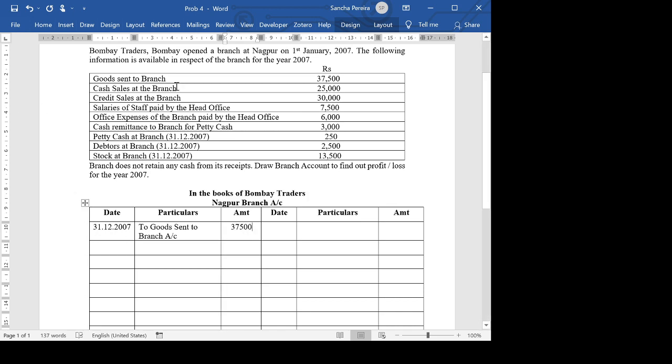Okay. Then we have cash sales at the branch. Now we know that whatever money the branch receives, any cash that the branch receives, the branch sends it to the head office. So on the other side, I will show it as 31st December 2007 by bank. I prefer to do it by bank. In bracket, just to identify what it is, I will put it as cash sales, 25,000. Why I'm doing this? Because of the statement. Whatever cash the branch receives, it's sent.